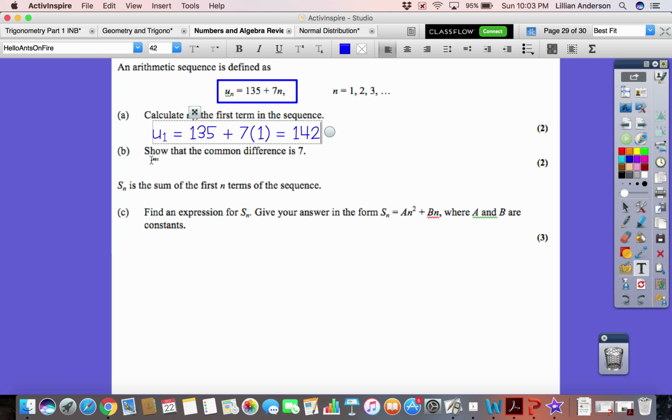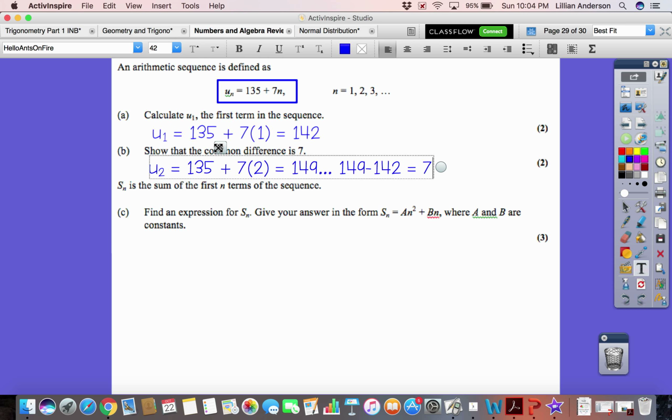Now this one, show the common difference is 7. Some of you guys got it, some of you guys didn't. Some of you guys found the second term by plugging in 2 into the problem, finding out that the second term was 149. And then you subtracted 149 and 142 to get 7. Yes, remember that the common difference is subtracting the first term from your second term. You have the formula to find your respective terms, so why not find them and then subtract them? You could not use 7 anywhere in the problem to show that, hey, well, 142 plus 7 gives you 149, which a lot of you guys did. When it's a show problem, you cannot use that answer anywhere in your problem.